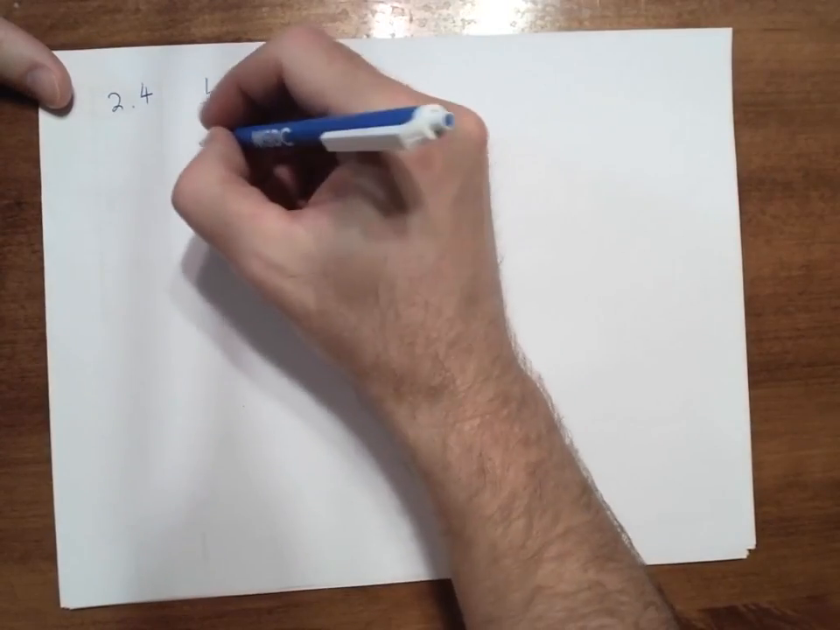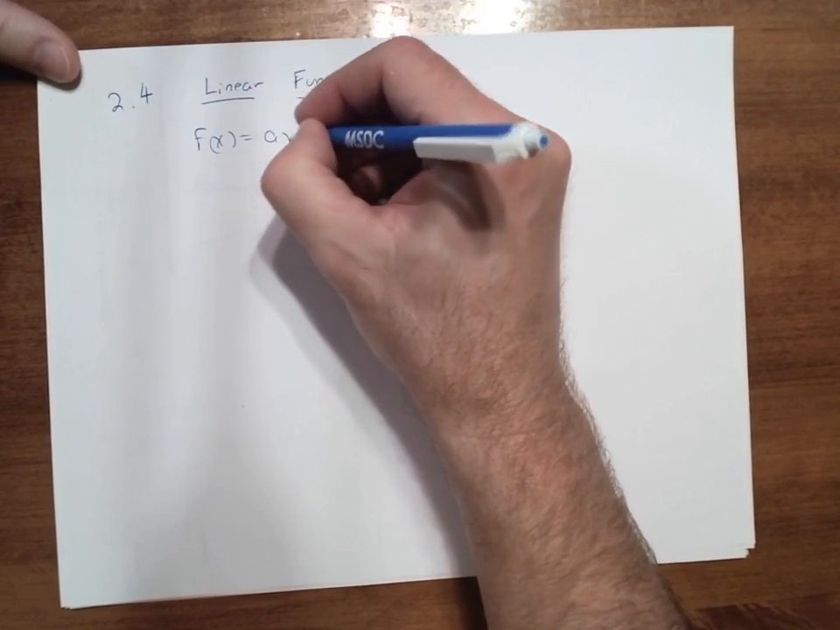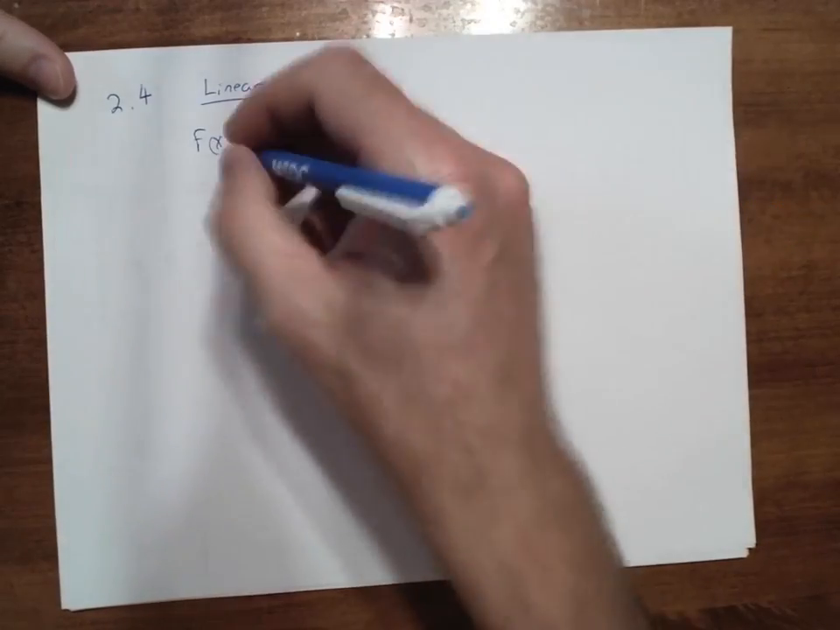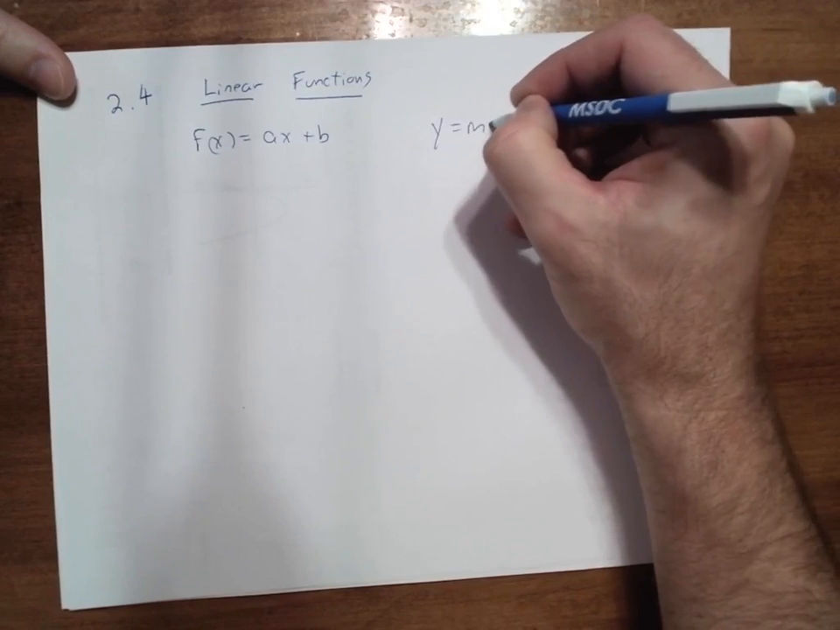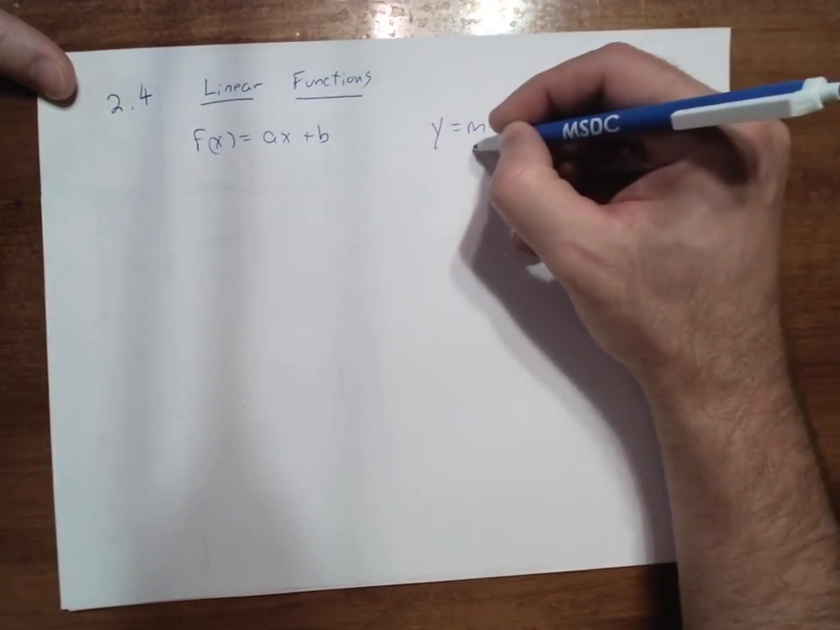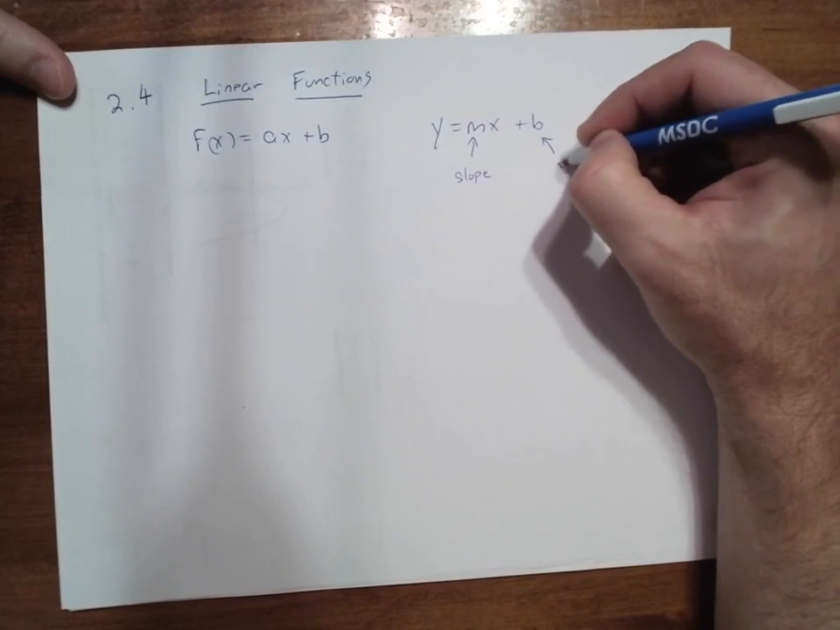So a linear function is anything that can be written in the form of f of x equals ax plus b. Now that's how your book describes it. Probably in the past you learned it as y equals mx plus b, where m is the slope and b is the y-intercept.